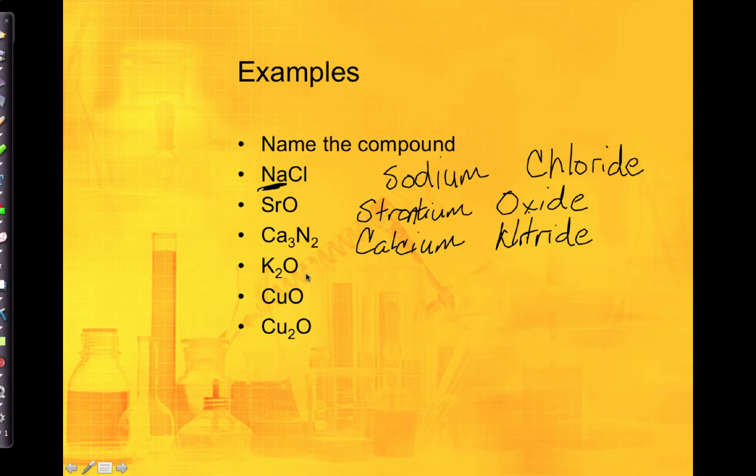All right, let's look at the next one. We have K2O. So K is potassium, which is a metal. So the metal name does not change, it's just potassium. It is not a transition metal. It doesn't have more than one charge, so I just leave it alone. And then oxygen becomes oxide.